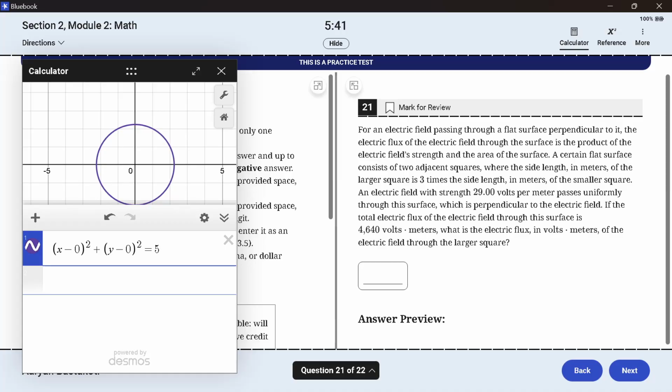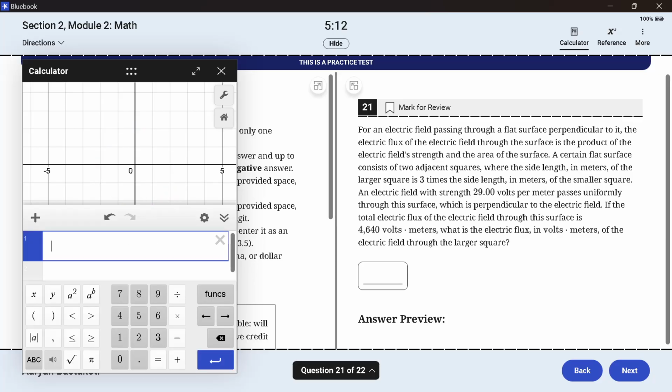Electric flux of the electric field through the surface is the product of electric field strength, which is 29 in this case, times the area of the surface, right? For this bigger square, the area is 3x whole squared, that is 9x squared. For the smaller, it's x squared. So the total area would be 9x squared plus x squared, that is 10x squared, right? So 29 times 10x squared is equal to 4640 volts.